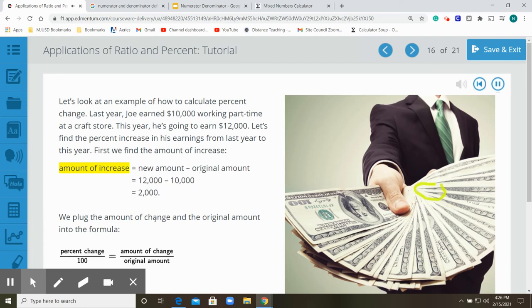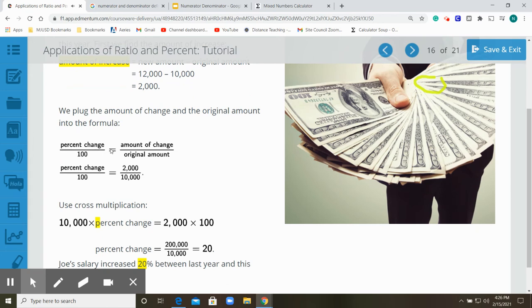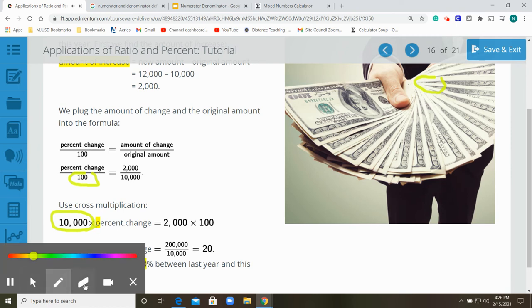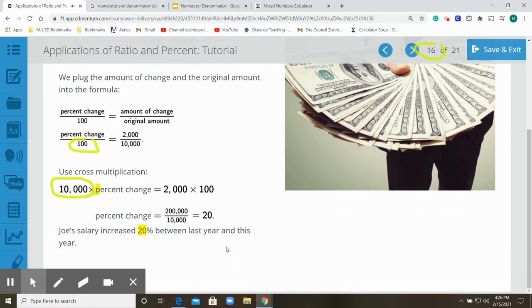We plug the amount of change and the original amount into the formula. Percent change over 100 equals amount of change over original amount. Percent change over 100 equals 2,000 over 10,000. Use cross multiplication. 10,000 times percent change equals 2,000 times 100. Percent change equals 200,000 over 10,000 equals 20. Joe's salary increased 20% between last year and this year.